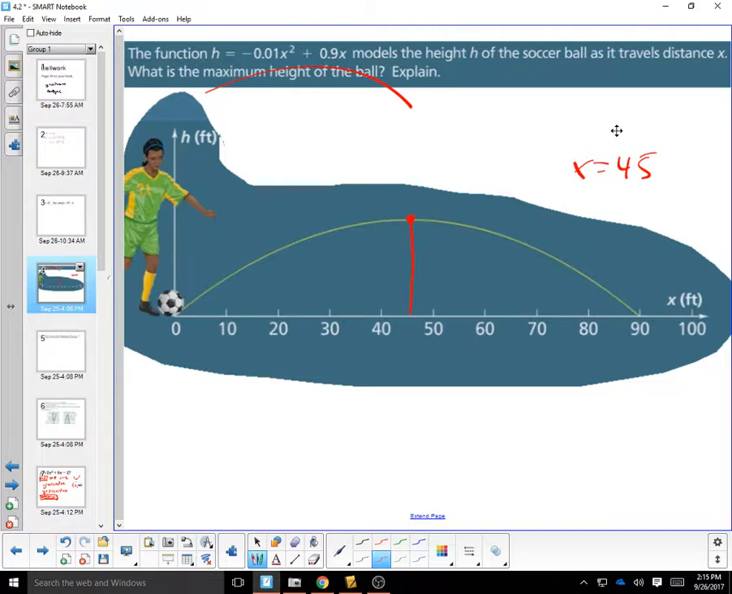So, that's kind of the approach we're going to take to today's section, which is 4.2 standard form.